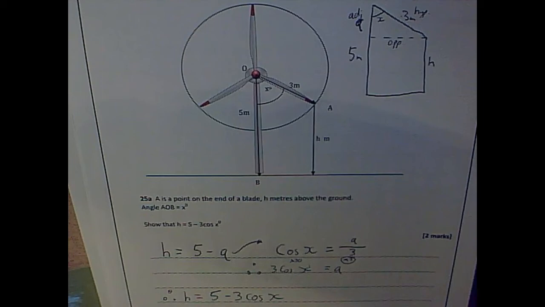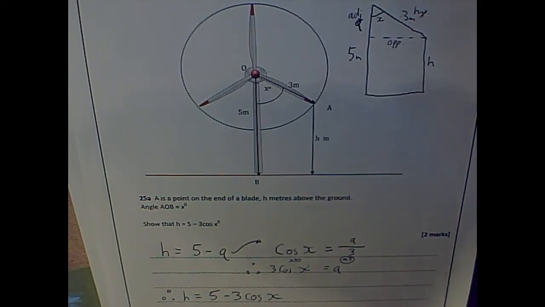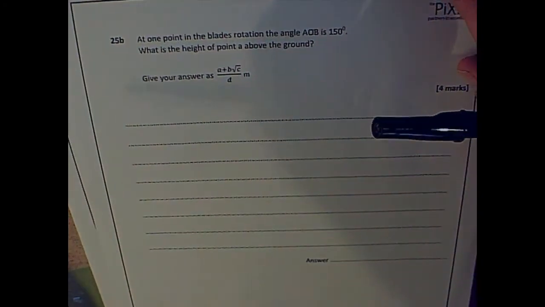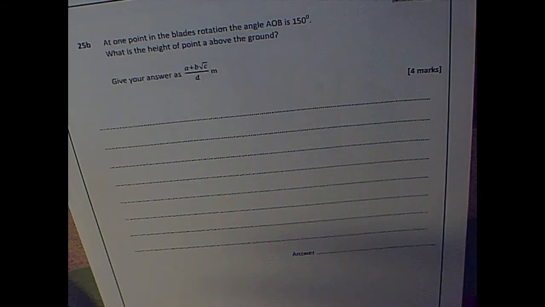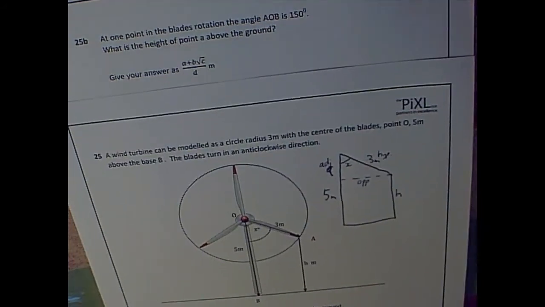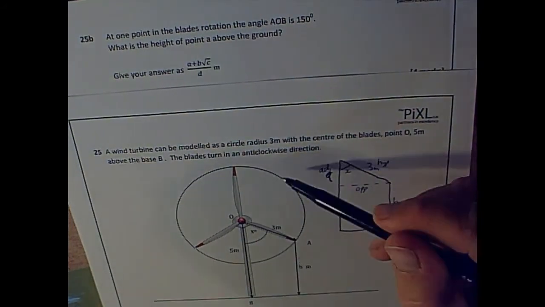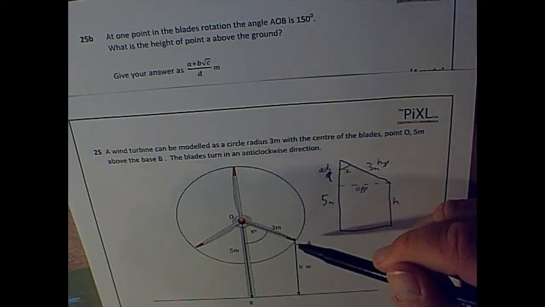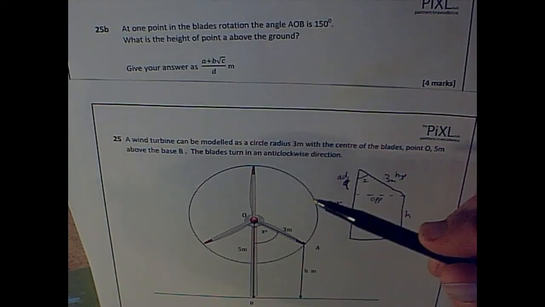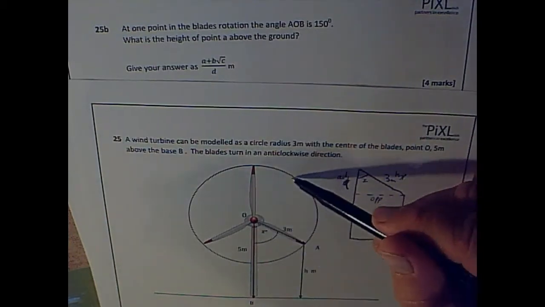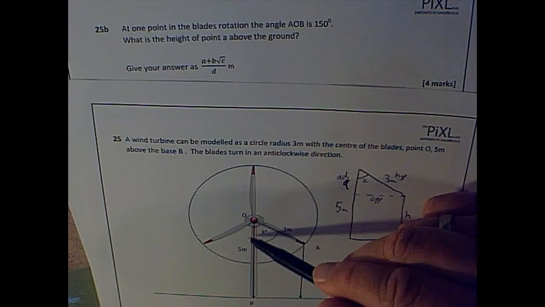That's question 25A. Let's go on to question 25B. I have to turn the page. I'm going to have to create a new diagram for this, I think. At one point, in the blade's rotation, the angle AOB is 150 degrees. So it's going to be something like that, to make that angle 150 degrees, AOB.